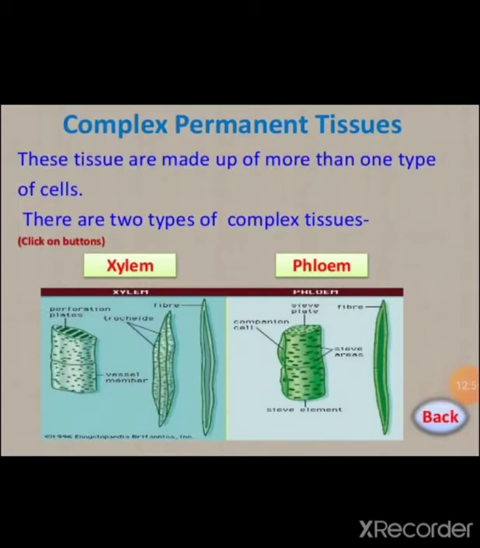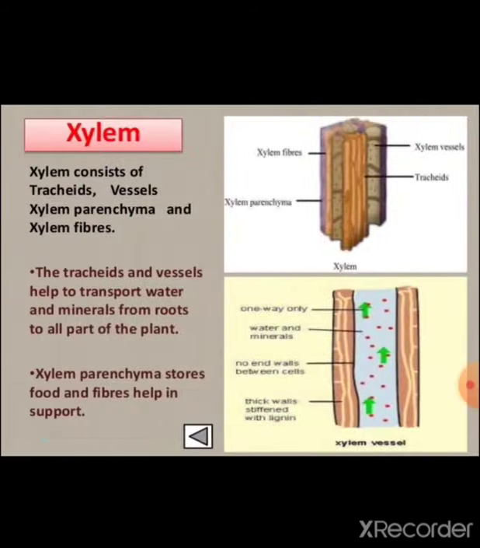Again we study complex permanent tissues. These tissues are made up of more than one type of cells. There are two types of common complex tissues, xylem and phloem. First we take xylem. Xylem consists of tracheids, vessels, xylem parenchyma and xylem fibers. The tracheids and vessels help to transport water and minerals from roots to all parts of the plant. Xylem parenchyma stores food and fibers help in support.